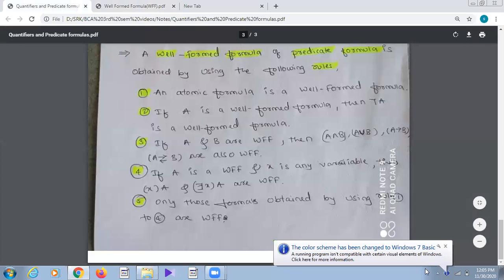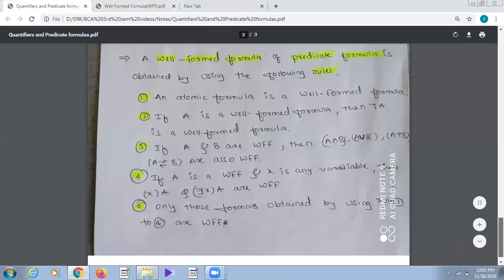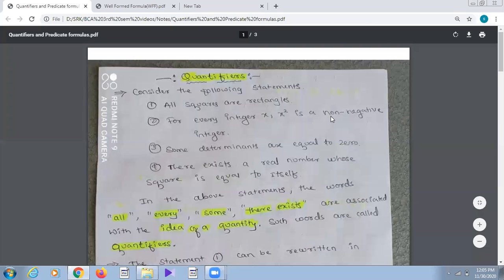Previously we studied predicates, the statement function, and variables. Now the next concept is the quantifier, which is very important and also easy. So, what is a quantifier?